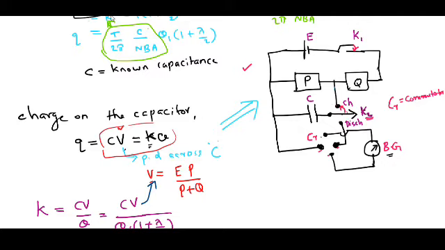Now you can see this is a closed circuit and the capacitor is charged with the potential difference across this P. Let me write here: close K1 and K2. The capacitor is charged with the potential difference across P.